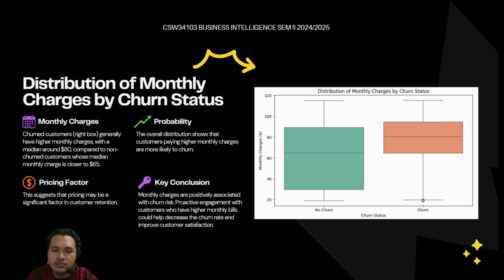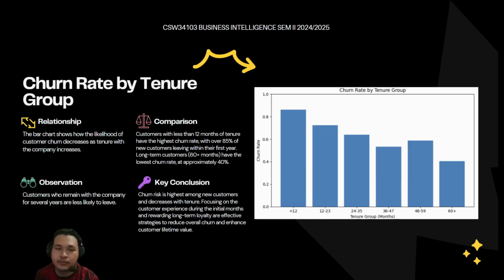they pay each month. So what does this tell us? Customers paying higher monthly charges are more likely to leave. This highlights that pricing could be a major factor influencing churn. It would be wise for the company to review its pricing structure and consider offering discounts or added value, especially for high-paying customers. In conclusion, monthly charges are positively linked to churn risk. By engaging proactively with customers who have higher bills, perhaps through special offers or loyalty programs, the company could help reduce churn and boost customer satisfaction.